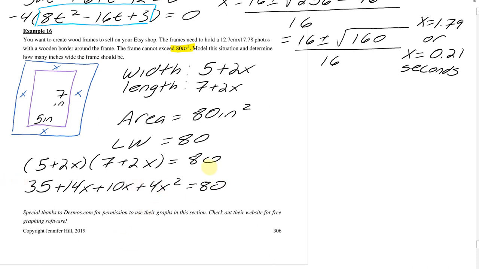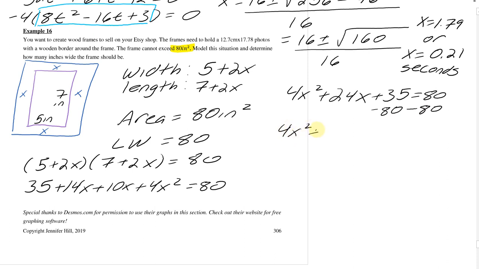Okay, so let's collect our like terms on one side. I get 4x squared, and I'm also putting this in descending order, 4x squared plus 24x plus 35, so this all equals 80. Now I can see this is something quadratic, but I really need this set equal to 0 because that's just a best practice. So now I want to subtract off the 80 so that I get 4x squared plus 24x minus 45 equals 0.